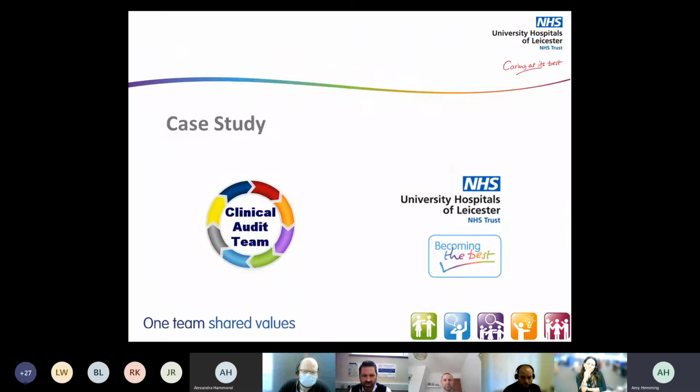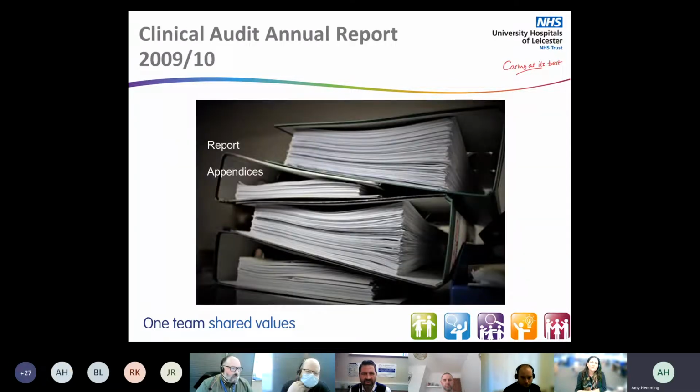Just a few slides in terms of my own experience from Leicester. When I first took over as clinical audit manager, this is what our annual report might typically look like, because there's lots of work going on within our trust in terms of improvement work. And you can see there that it wasn't actually this big, but I'm just using that for effect to tap into your visual senses.